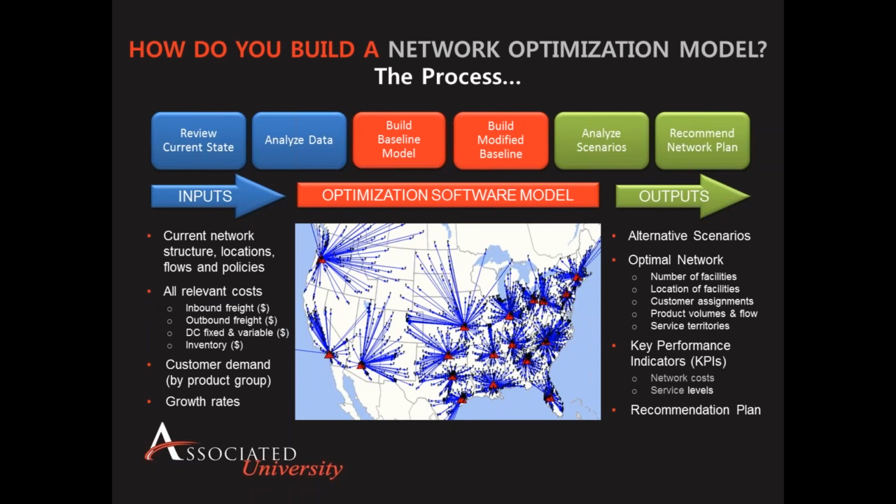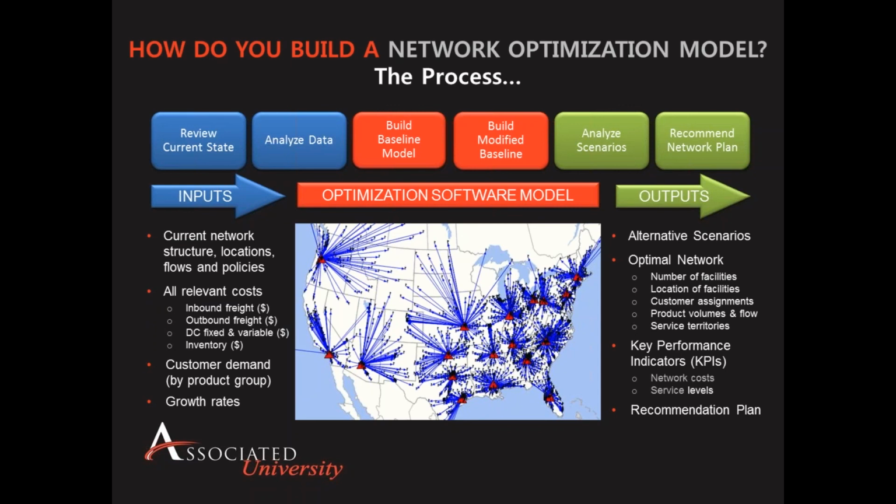Once the baselines have been built, validated, and locked in, the really fun part of the network modeling exercise begins, which is evaluating all the alternatives and the different scenarios. So the model can choose the optimal network by finding the lowest overall cost. You can constrain the model to find what is the best 1 DC, 2 DC, 3 DC, 4 DC network.